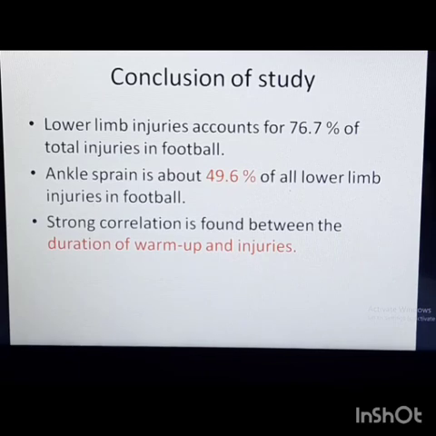warm up before they start the training or competition, because there is a strong correlation between duration of warm-up and injuries. If the warm-up does not happen appropriately, with good time spent on dynamic movement and functional movements, chances of injuries are always there.